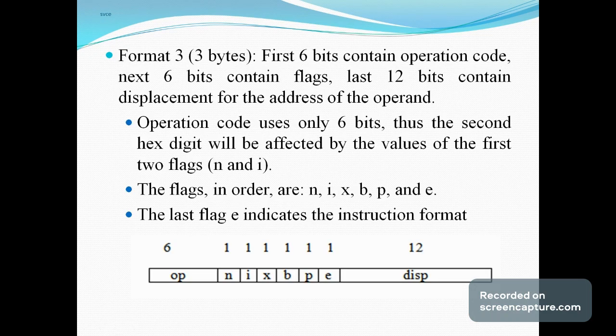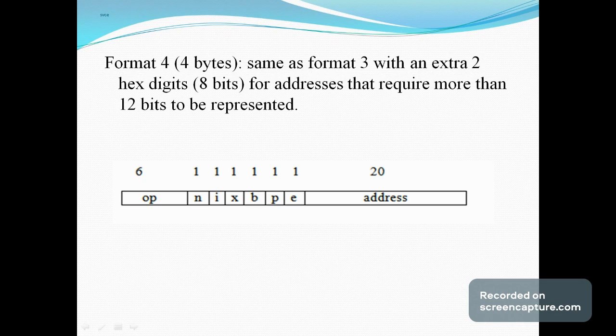Format 3: the first 6 bits contain the opcode, the next 6 bits contain flags, and the last 12 bits contain the displacement for the address of the operand. In this format, it is recognized by the E value. If the E value is set to 0, it is considered format 3. Format 4 is the same as format 3, with extra address bits for addresses that require more than 12 bits to be represented. Format 4 is recognized when the E value is set to 1.